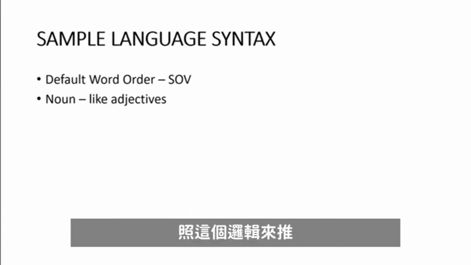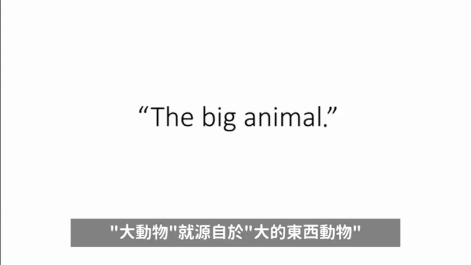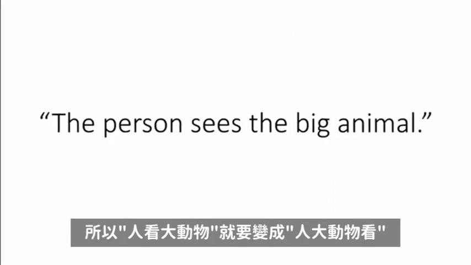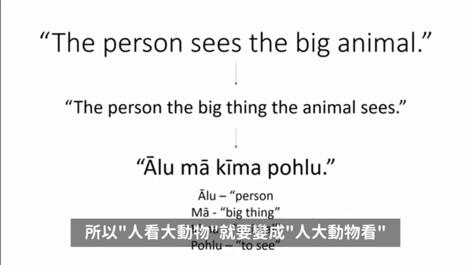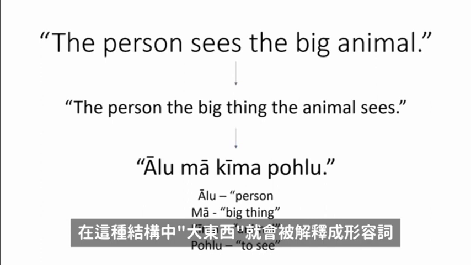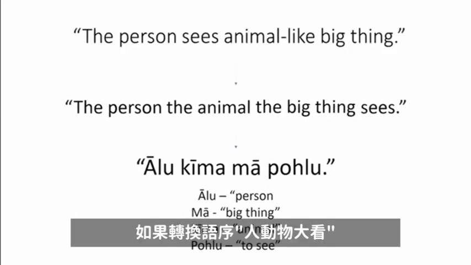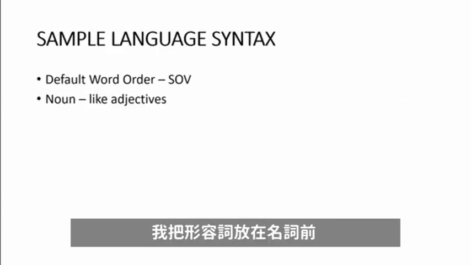If that's the case, our phrase, "the big animal," will evolve from the meaning of the big thing, the animal. So that means the phrase, "the person sees the big animal," would come from the person, the big thing, the animal, sees. In this type of construction, the big thing, even though it's a noun, will be interpreted as an adjective because it comes before another noun. If we switched the order, the person, the animal, the big thing sees, then the big thing will now be interpreted as the object, and animal as an adjective. So, for our language, we have noun-like adjectives that precede the nouns they modify.